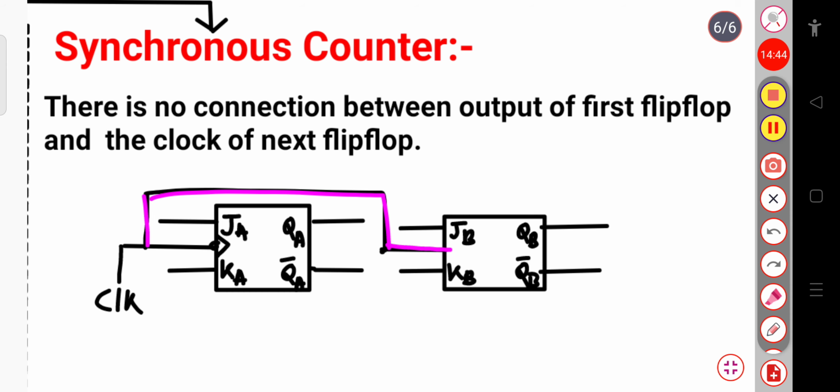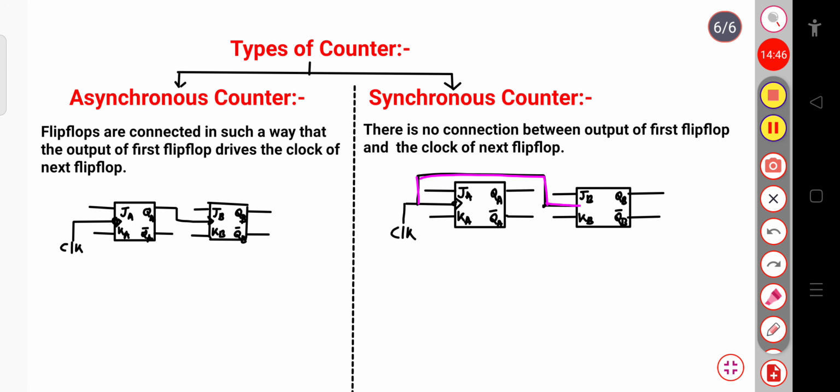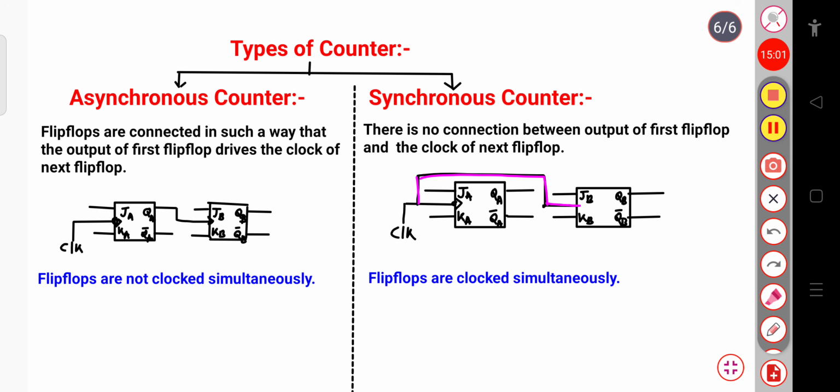In the asynchronous counter, the first output is connected to the second, that is, the previous output is being given to the next flip-flop. So here you can see that in case of asynchronous counter, the flip-flops are not clocked simultaneously, but in case of synchronous counter, the flip-flops are clocked simultaneously. It means that in case of asynchronous counter there is no common clock pulse, and in case of synchronous counter it has the common clock pulse.